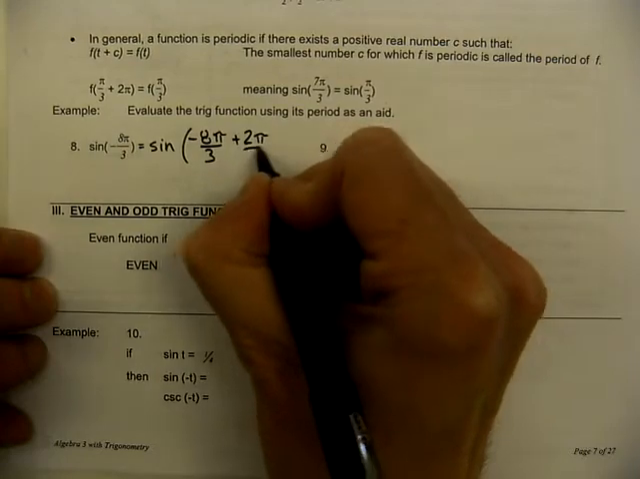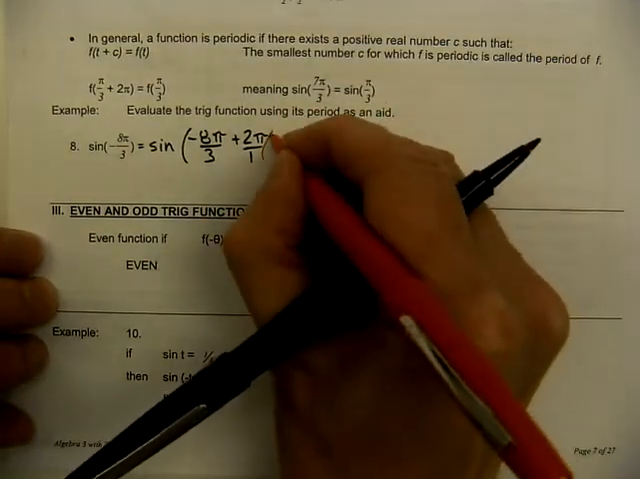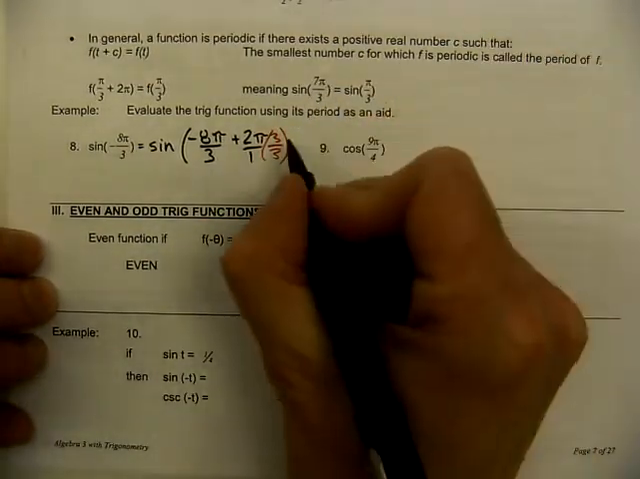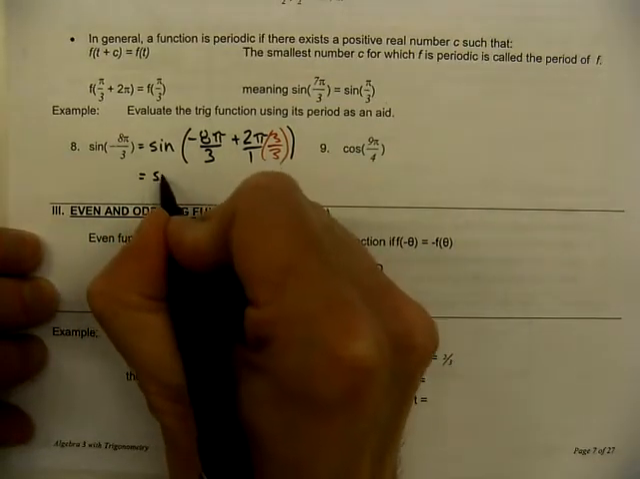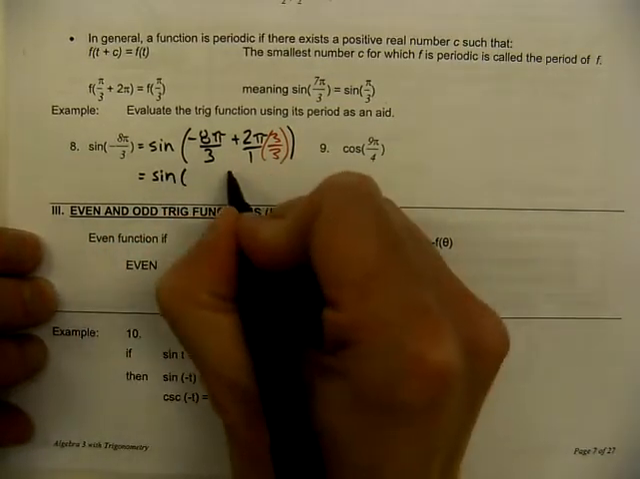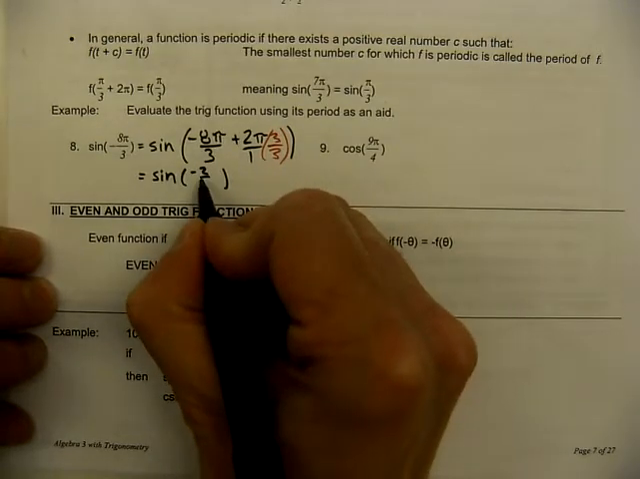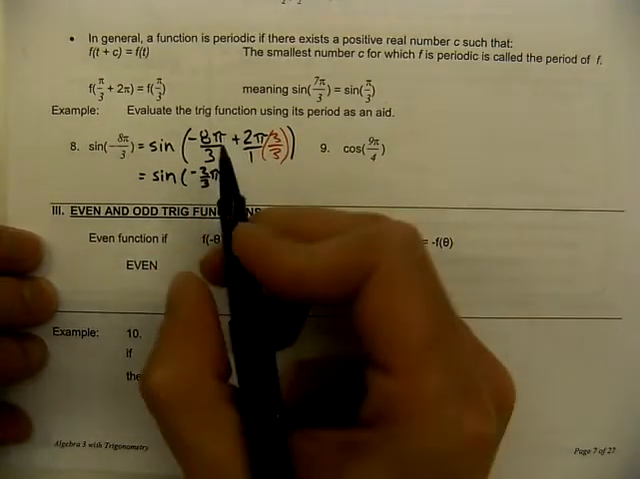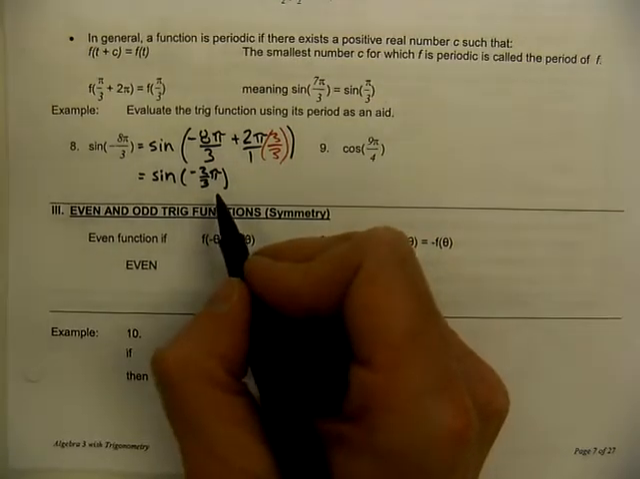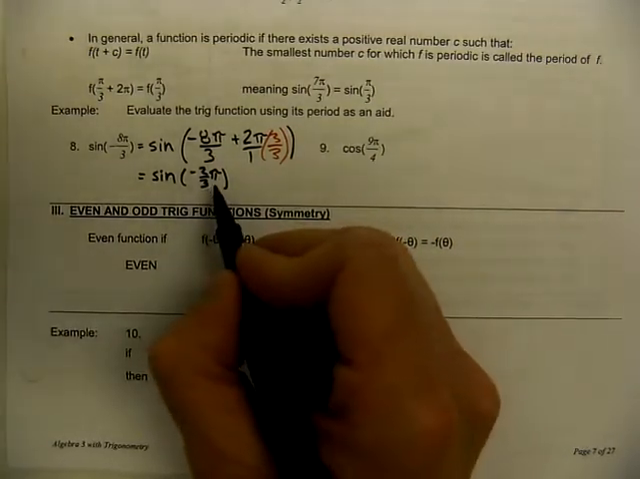Let's add 2 pi, and that means we need to match that common denominator of 3. So what we're saying is this is equivalent to finding the y-coordinate at this angle. So -8/3 pi plus 6/3 pi, that's -2/3 pi. All right, so now that's within one rotation, clockwise rotation of the unit circle.